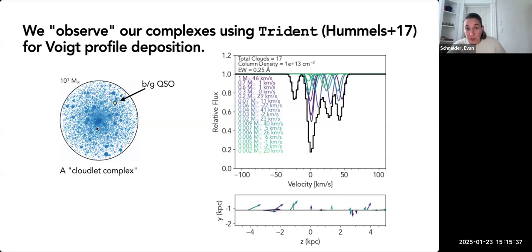Especially if you have small minimum cloud masses, your composite Voigt profile will be a bunch of individual clouds all lumped together, right? And that's especially true as you go to smaller and smaller cloudlet masses, that you can have many overlapping contributions in these profiles.